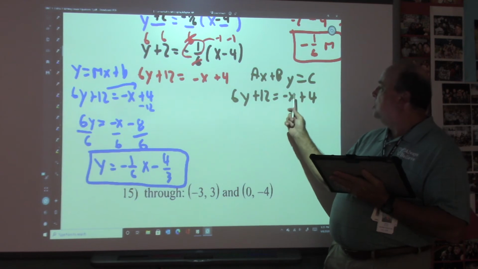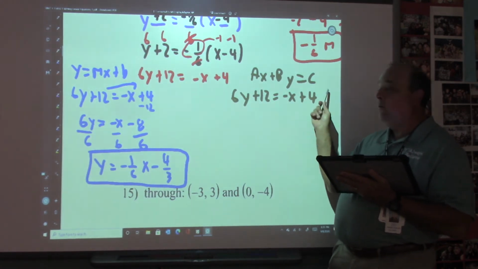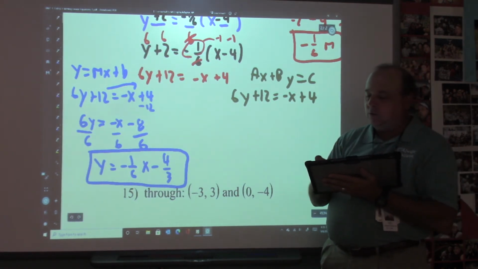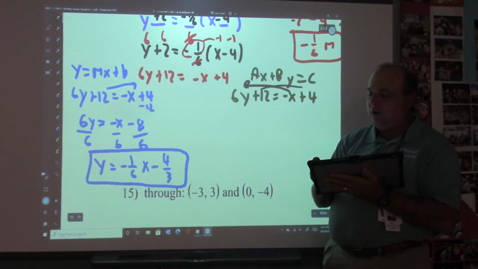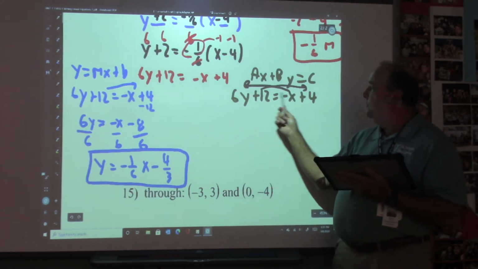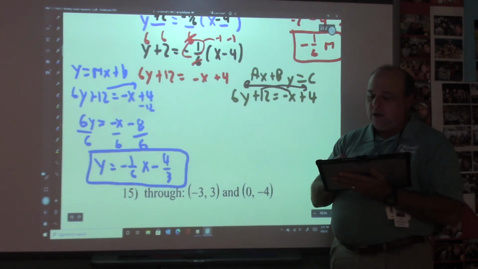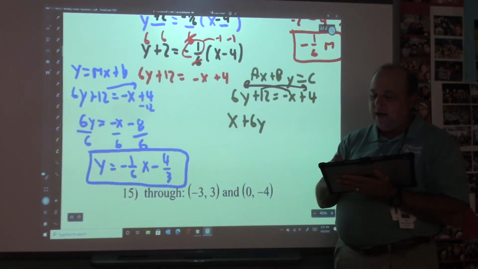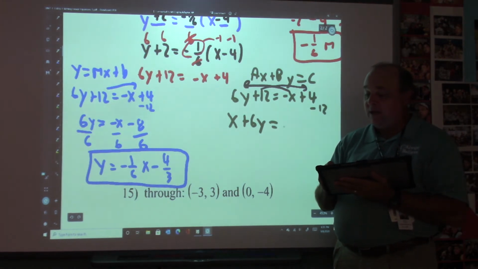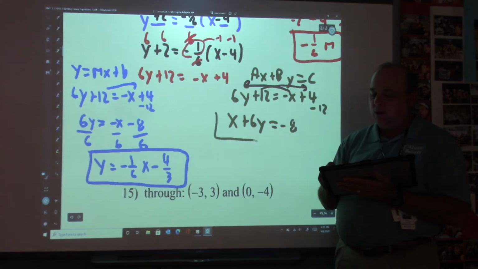Okay, all I have to do is move my x to the left and my 12 to the right, don't I? So I'm going to draw arrows on this. I'm going to move the x over here and the 12 over here. When I move that x over here, it's going to turn into a positive x. I'll get x plus 6y, and then that 12 will turn into a negative 12. 4 minus 12 is negative 8. So this right here would be my standard.